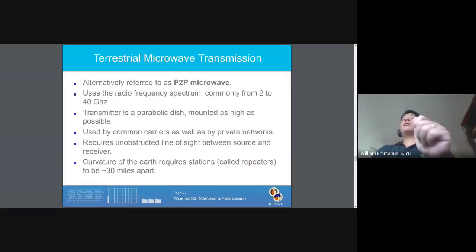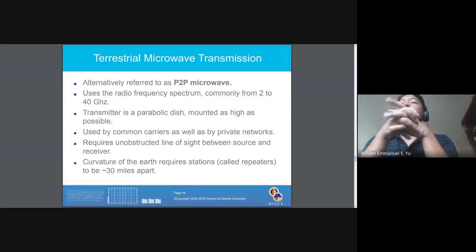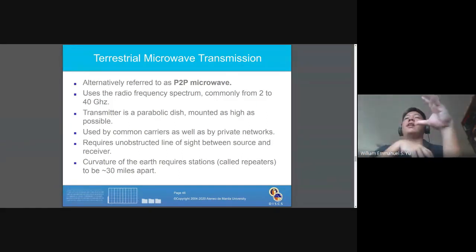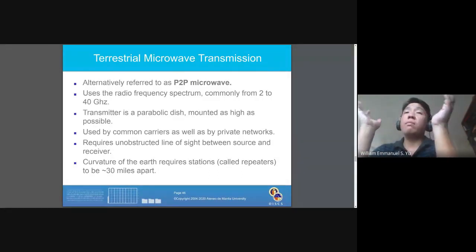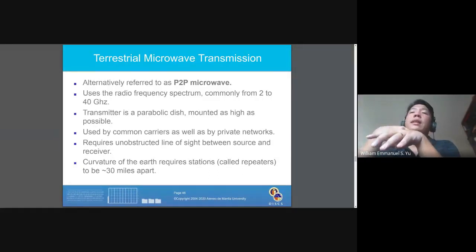Okay? So let's look at terrestrial microwave, which we also call point-to-point microwave. So basically, you have a microwave antenna on one end, microwave antenna on the other end, and you can send signals between the two. It can be anywhere between 2 to 40 gigahertz, so probably up to maybe 80 gigabits per second is probably what you can carry.